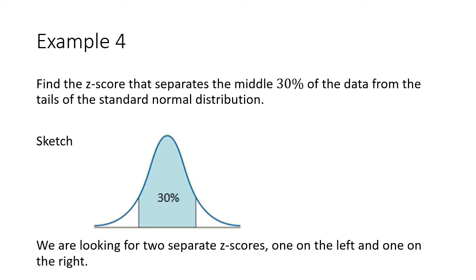What if I want to find the z-score that separates the middle 30% of the data from the tails on a standard normal distribution? So we're looking for the z-scores that separate that middle. There's actually going to be two of them, the first one here on the left, and then the second one here on the right. There's going to be two different z-scores. But again, when I use the inverse norm function, it's going to have to add up from left to right. So I'm going to have to figure out how to set up the area now that is going from the left to the right. The 30% is not going to appear in what I actually type into the calculator.